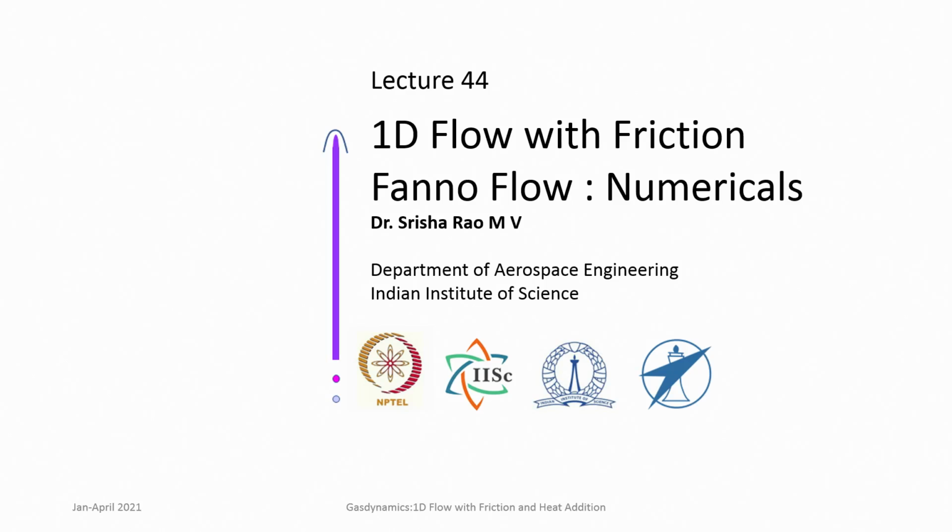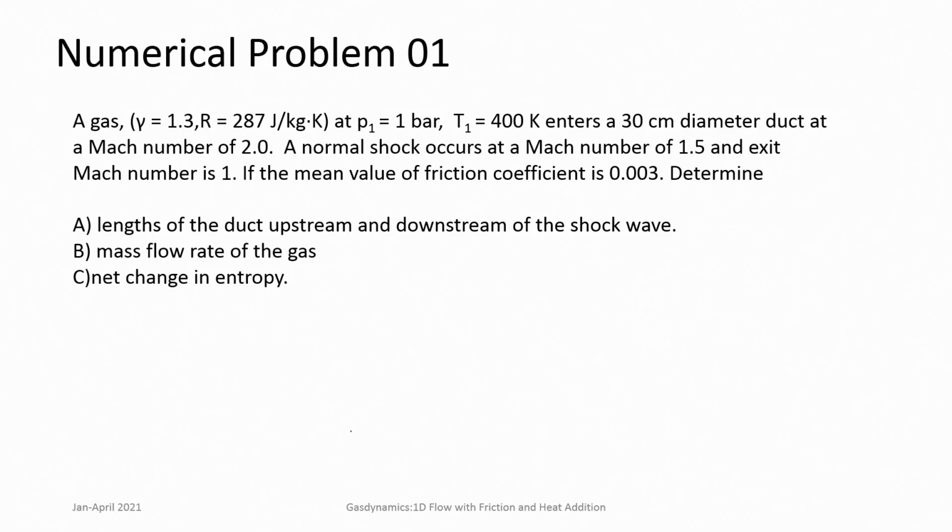So, we have discussed Fanno flows. They are compressible 1D flows with friction. We looked at how they behave, what their equations are, and we solved a simple numerical in a subsonic case. Let us solve a couple of numericals now. You can also look at what happens in the supersonic case and if there are shocks and so on. So, let us look at this problem.